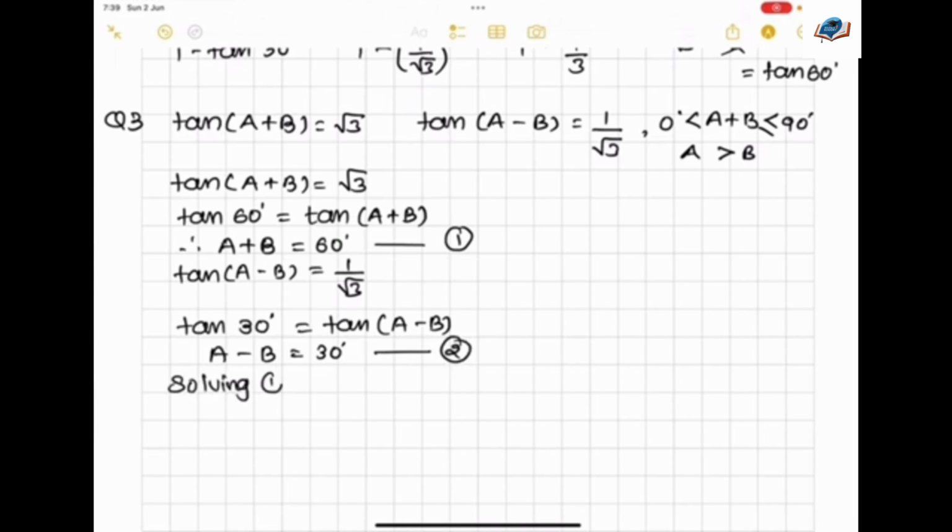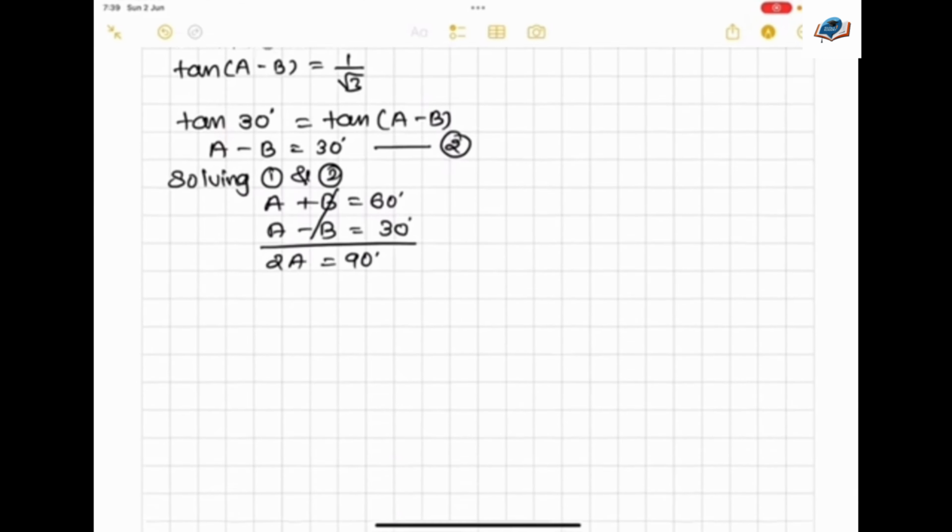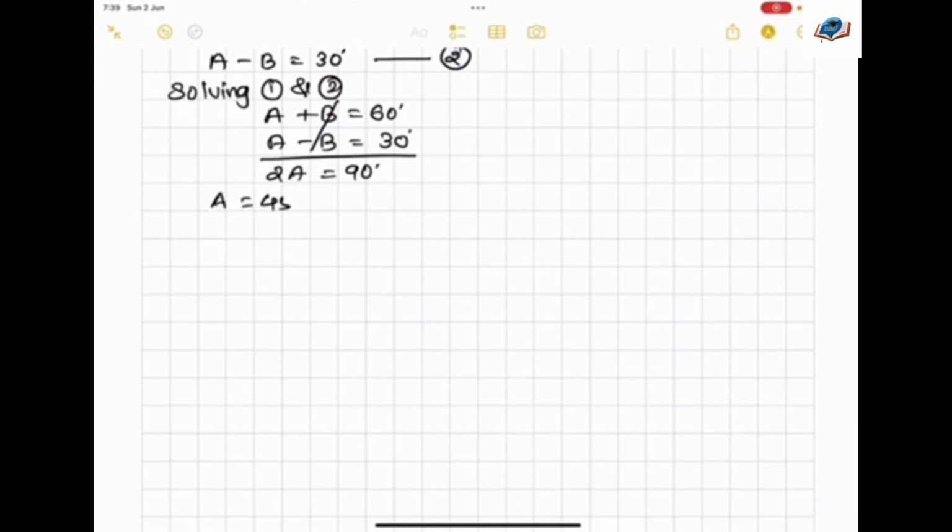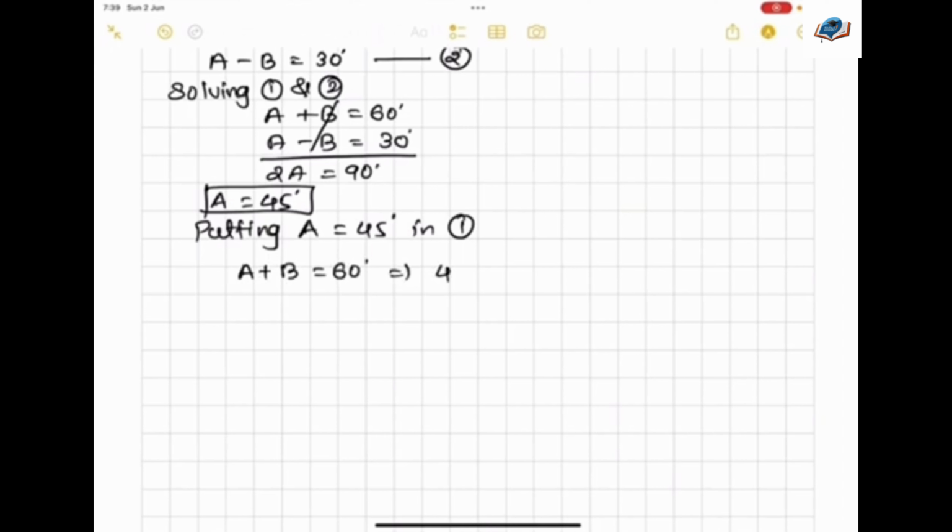So solving 1 and 2, A plus B equal to 60, A minus B equal to 30. So B cancel. So 2A equal to 90. So A is 45. A is 45 degree. Putting A equal to 45 in 1. So that was A plus B equal to 60 degree. So 45 plus B equal to 60. So therefore B equal to 60 minus 45, that is 15 degree.